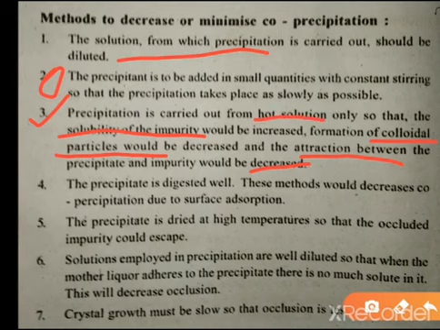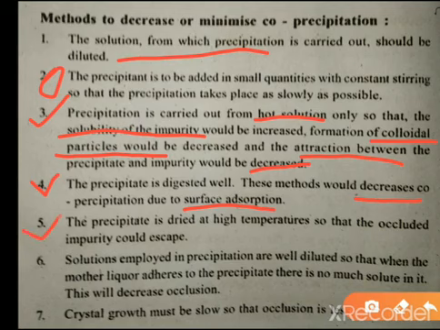And then the fourth one is that the precipitate is digested well. When we digest during the precipitation, this method decreases co-precipitation due to surface adsorption. So the particles go and adsorb on the surface, so it decreases the co-precipitation.